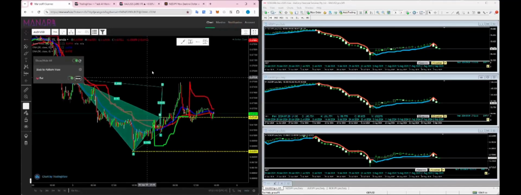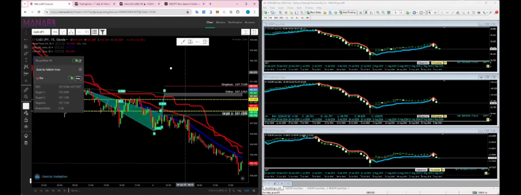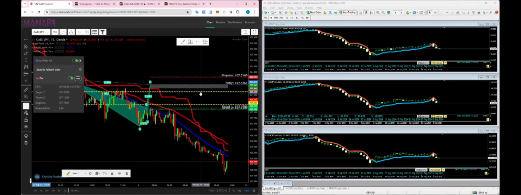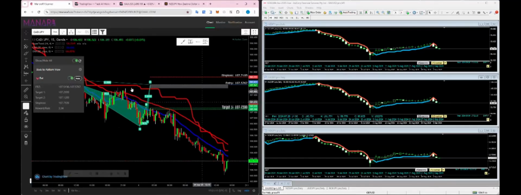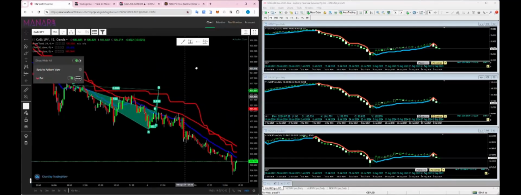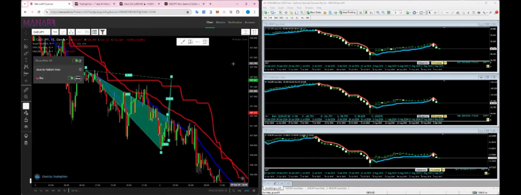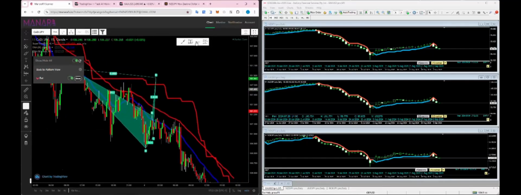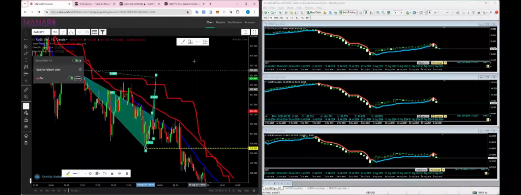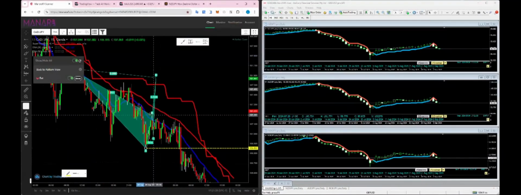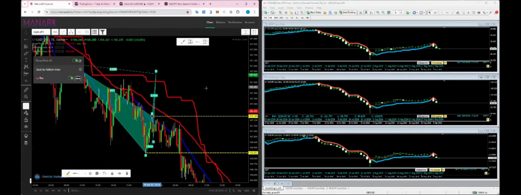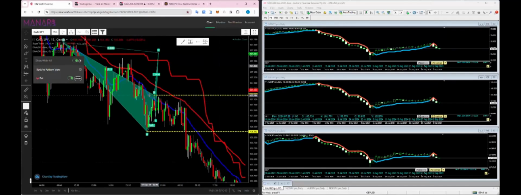Check another one. For the past 2 days, there were almost not too many entries. This is CAD JPY. You can see this is point A, this is point B. Now we have the blue line below the red line. Nice. We're also below the super trend. So this is a good one.